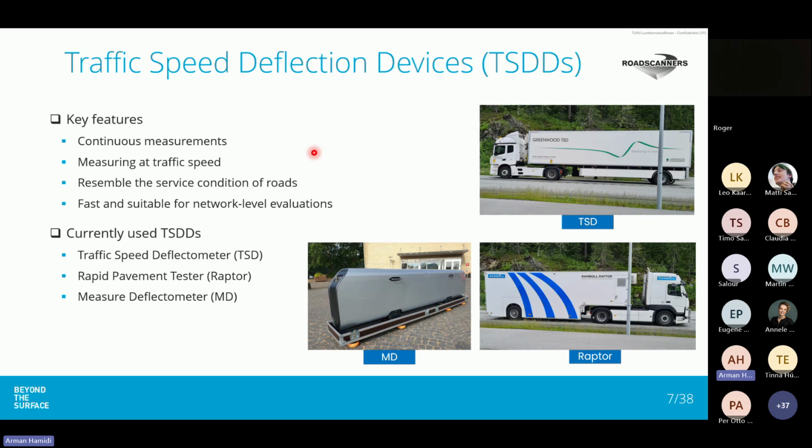Currently used types of TSDDs include Traffic Speed Deflectometer, or TSD, Rapid Pavement Tester, or Raptor, and Measure Deflectometer. In TSD and Raptor, there is a measuring beam inside the trailer of a truck, but a Measure Deflectometer is a standalone beam that can be mounted on a user-specified vehicle.